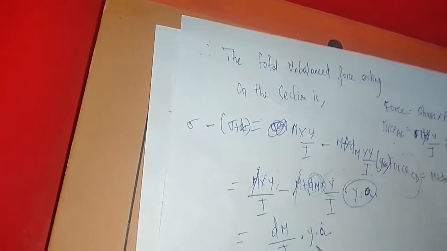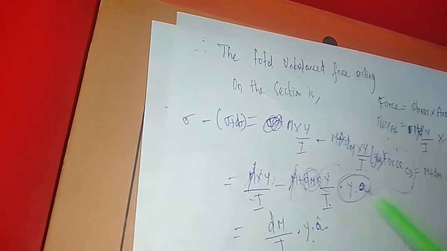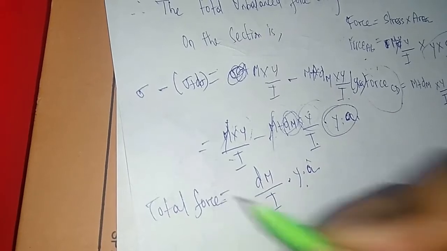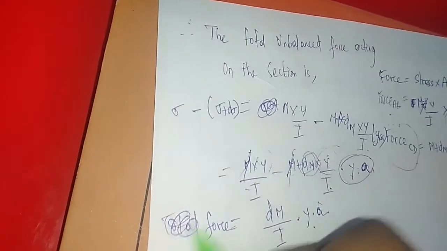You understand? M gets cancelled, dm is there, and this all y part is common, so we can take it as a common part, and I is there, A is there. So we will take that equation as it is. So this is your total force which is acting on a particular section. So this is the force that is acting on a particular strip. So as I have told you, we are going to find this force on a particular strip.